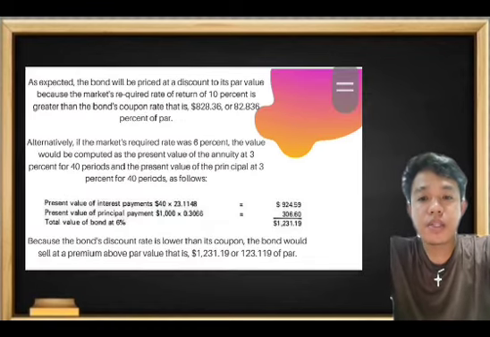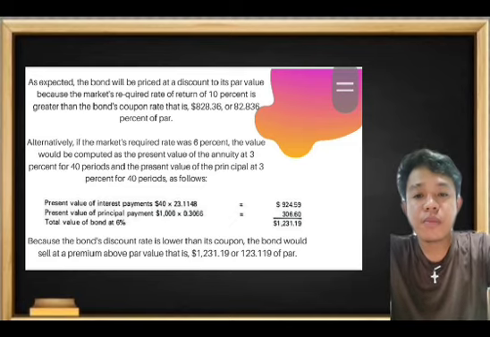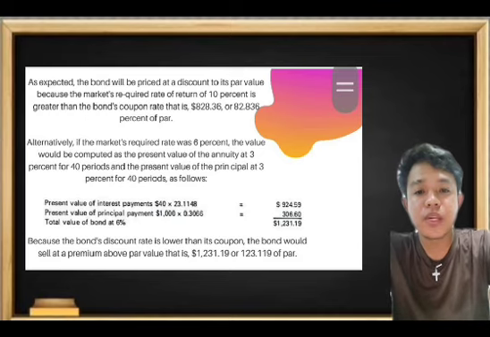As expected, the bond will be priced at a discount to its par value because the market's required rate of return of 10% is greater than the bond's coupon rate, that is US$828.36, or 82.836% of par.